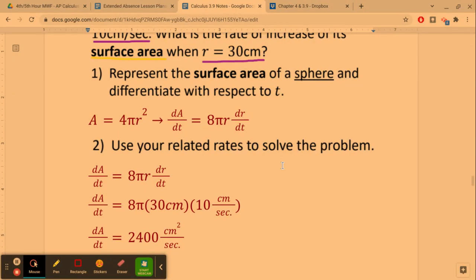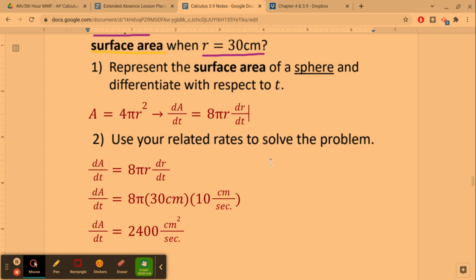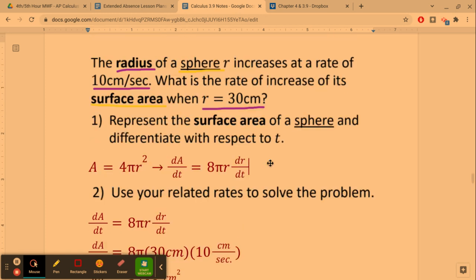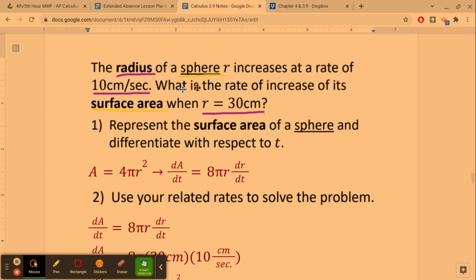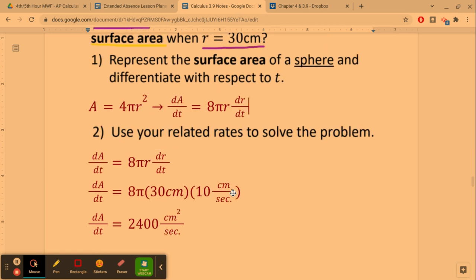Now all we have to do is substitute for number 2. So you can take some notes on how we would do part 2. Use related rates to solve the problem. What's the problem? We're trying to find a rate of increase of surface area. So let's plug and chug from here. We find dA/dt is 8 pi r dr/dt, which means that we plug some stuff in. The radius at the moment of concern is 30 centimeters, and dr/dt is equal to 10 centimeters per second. The units would be centimeters squared per second, which makes sense. This is a change of area with respect to time.